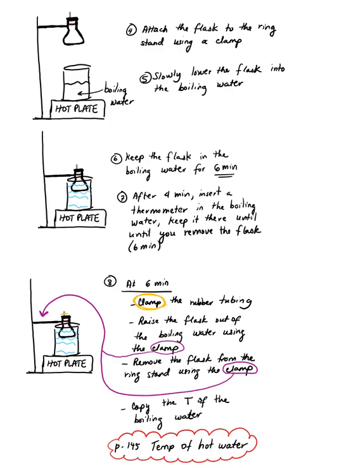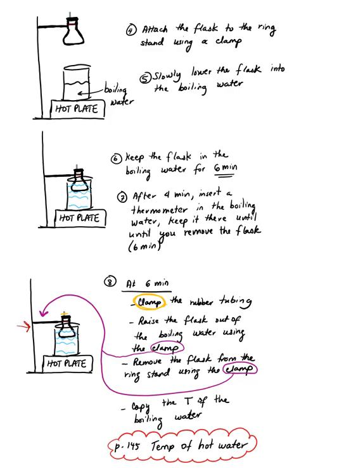After you have clamped your rubber tubing, you're going to move the flask outside of the boiling water. You have reached your 6 minutes, so you're going to move the flask out of the boiling water. Actually, you're going to remove the flask from the ring stand, holding it with the clamp, and keep using that clamp to move your flask around. Remember, the flask is hot. The clamp that I'm referring to is not the clamp holding your piece of rubber tubing. It's the one that I have with the pink line.